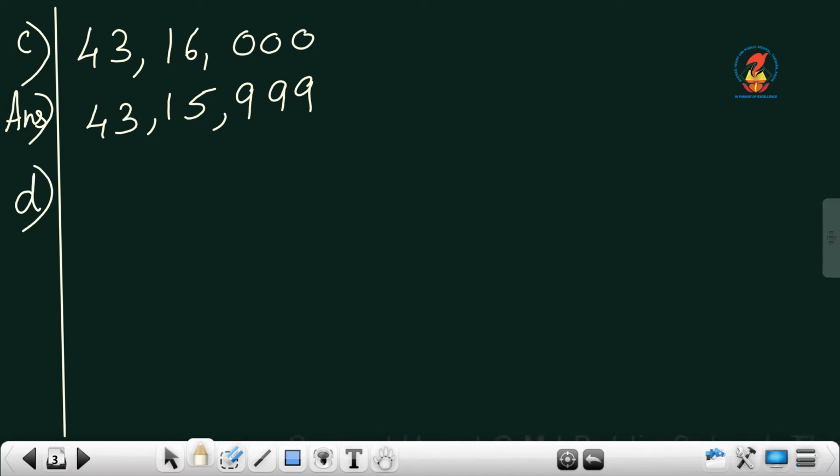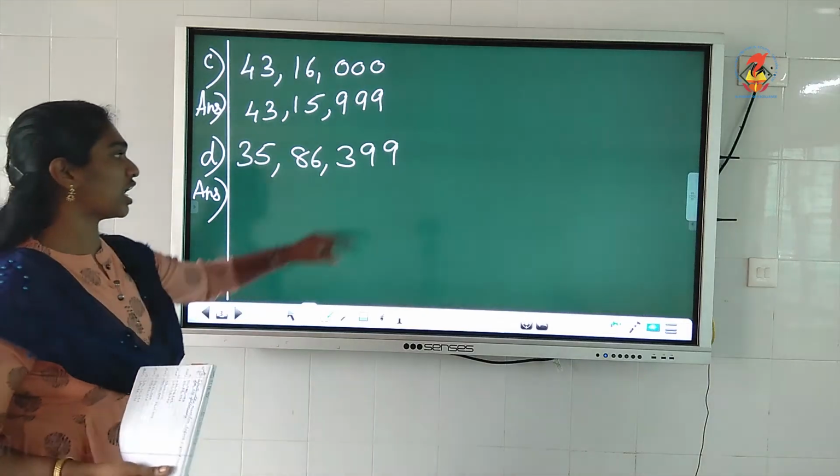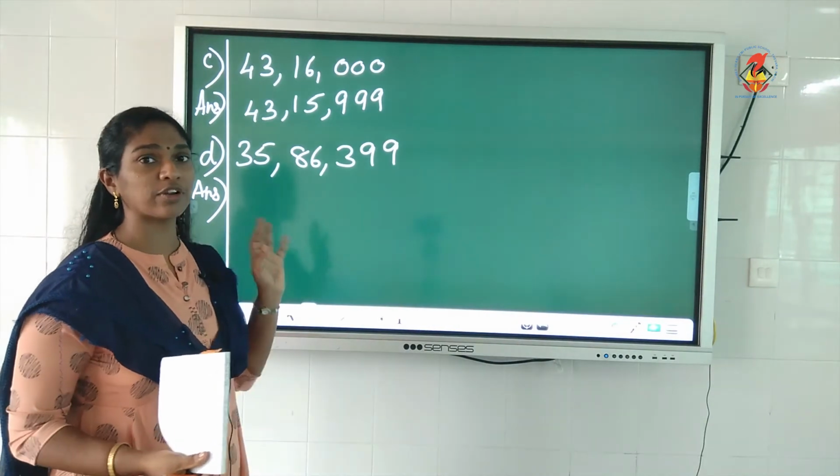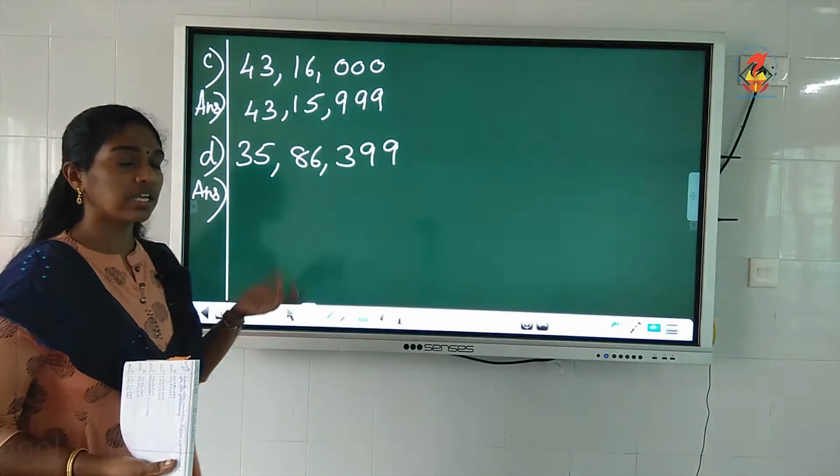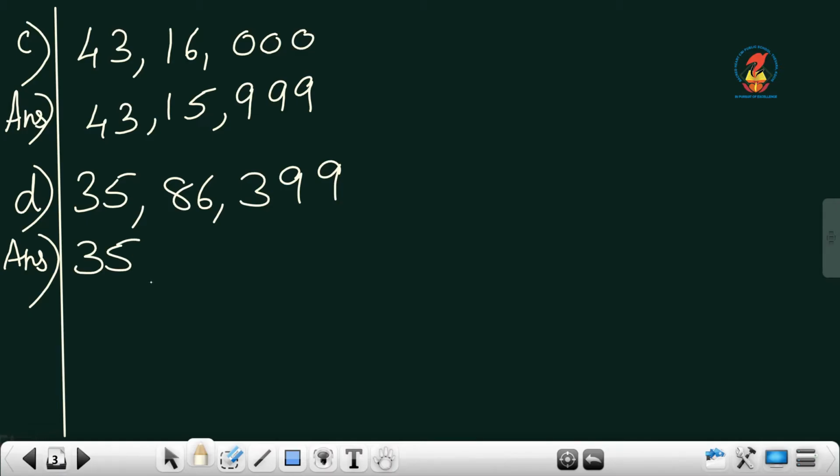35 lakh 86,399. What will be the answer? Check the last digit, 9. You minus 1 from 9, what do you get? Yes, you get 8. So 35,86,398. It's very easy.